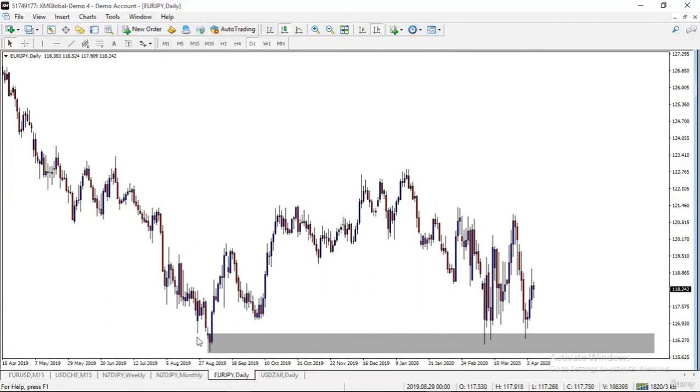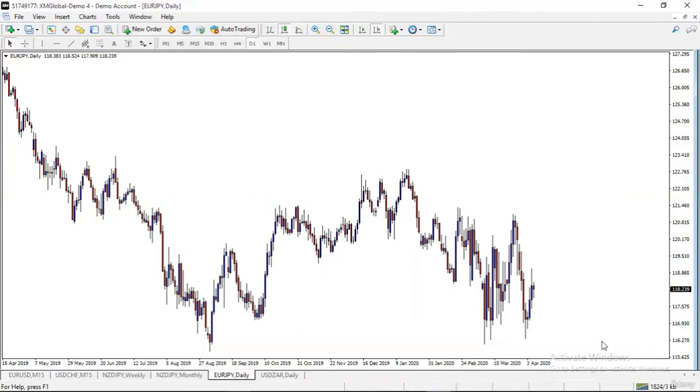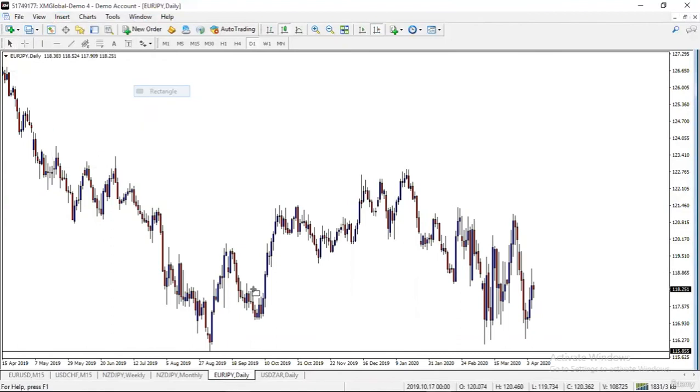Buyers were here. You can see the moves away from that support. Look at the reaction. Again, if you had marked this as a support here, you are not going to get the reaction. But if you have it like this, you get your reaction.